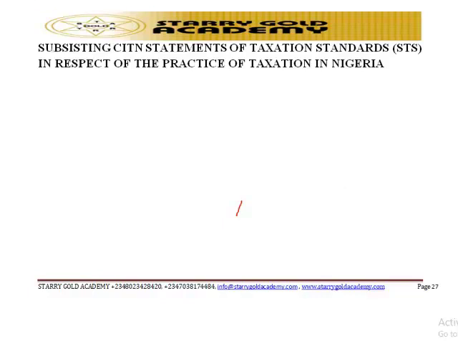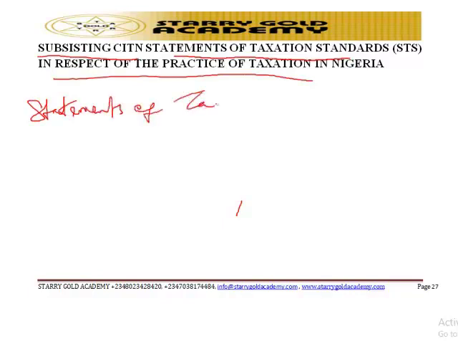So now we are taking the subsisting CITN statements of taxation standards in respect of tax practice in Nigeria. In respect of tax practice in Nigeria, the existing CITN statements of taxation standards run from statement of taxation standards 1 to 9. Okay.